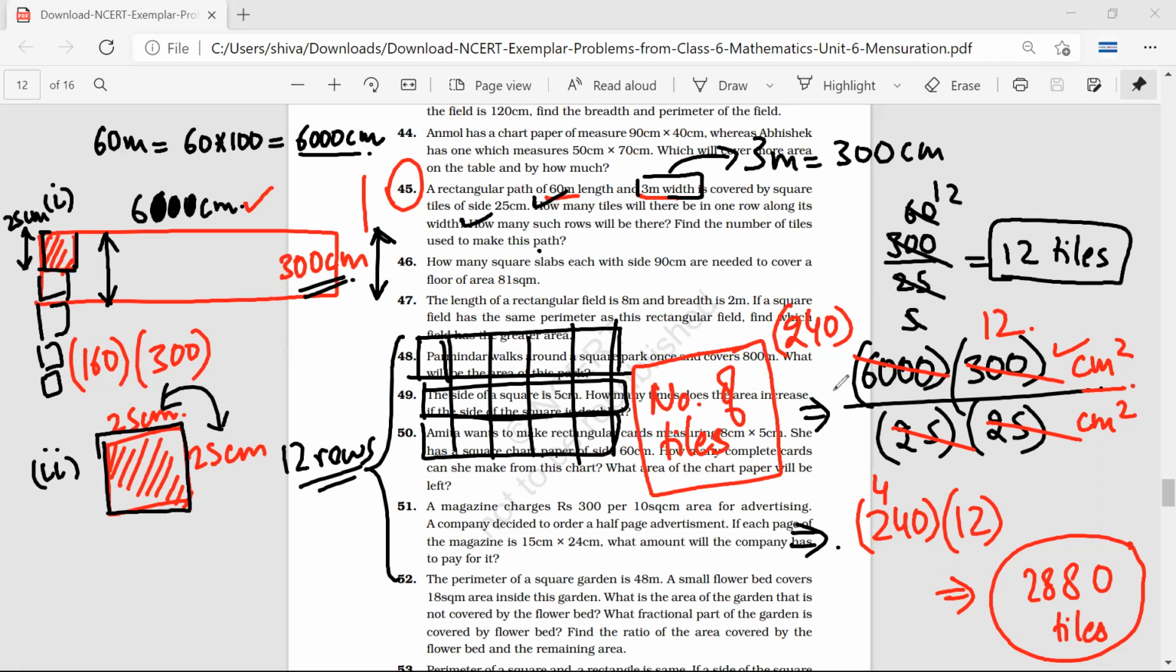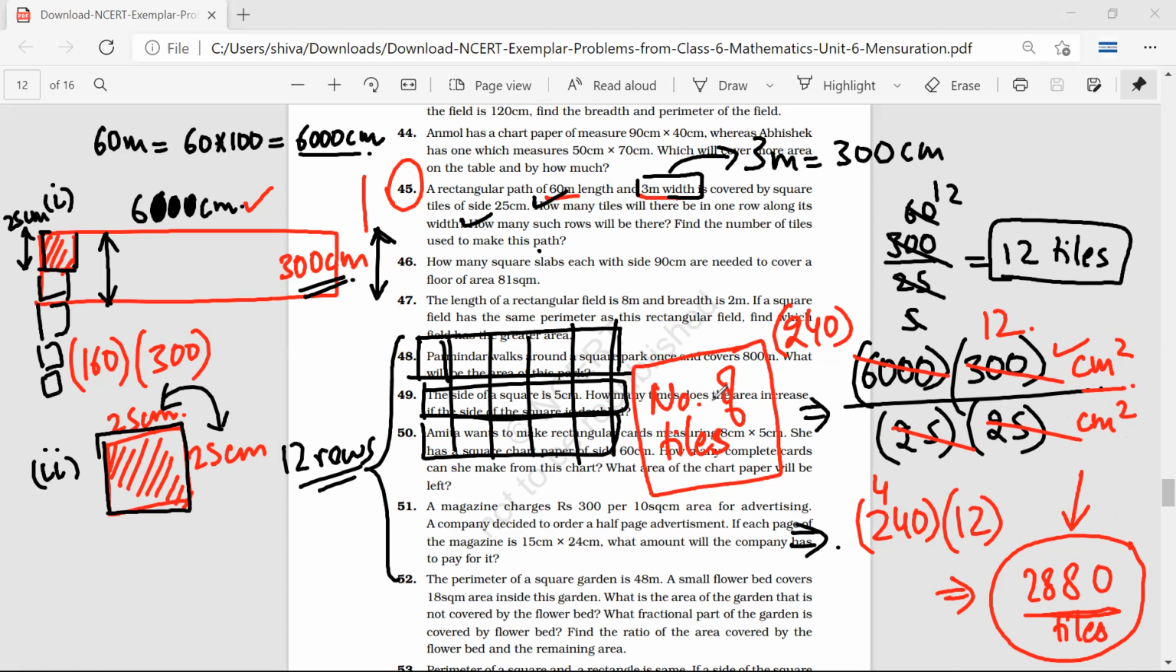See the number of tiles. This is centimeter square upon centimeter square. So the answer that you have got should be 2880 tiles. It is neither meter square nor centimeter square. This answer 2880 is actually the number of tiles. Is there any doubt still?